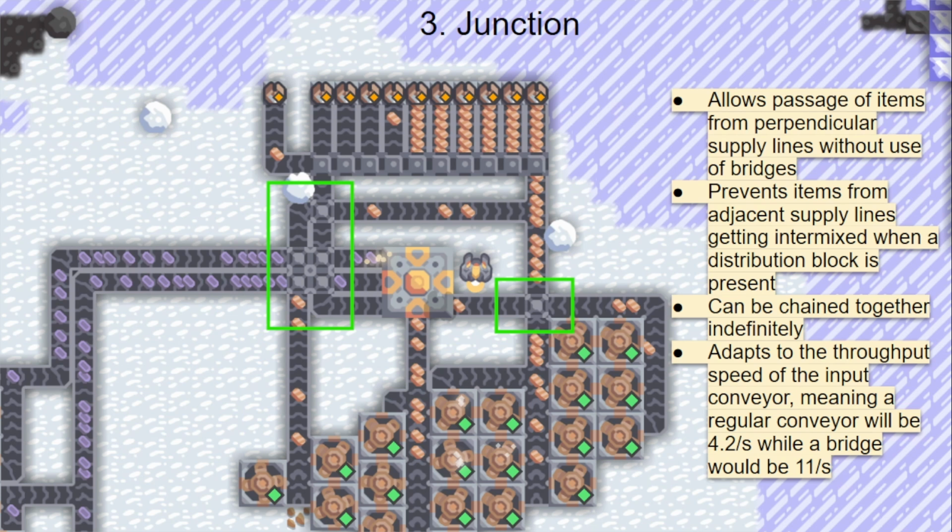On another note, junctions adapt to the speed of incoming items, meaning they do not limit bridges to 4.2 items per second, when both the bridge and junction are in use.